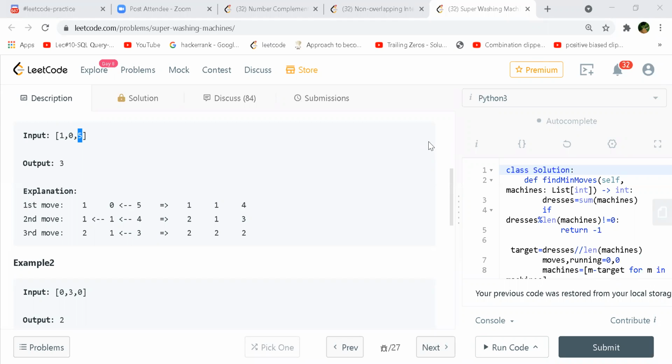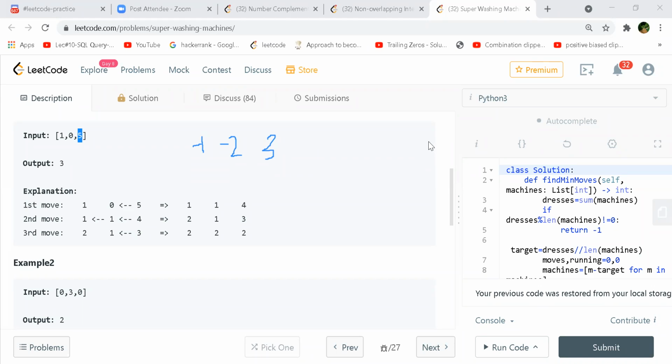Correct. So in this 1, 0, 5 example, the capacity will be 2, right? So 1 minus 2 will be minus 1, and in the 0th it will be minus 2, correct? And 5 will be 3. So in that case you can say that here is minus 1 deficit, minus 2 deficit, and 3 surplus. So it's a valid combination, because everything sums to 0, whatever deficit and surplus you have.